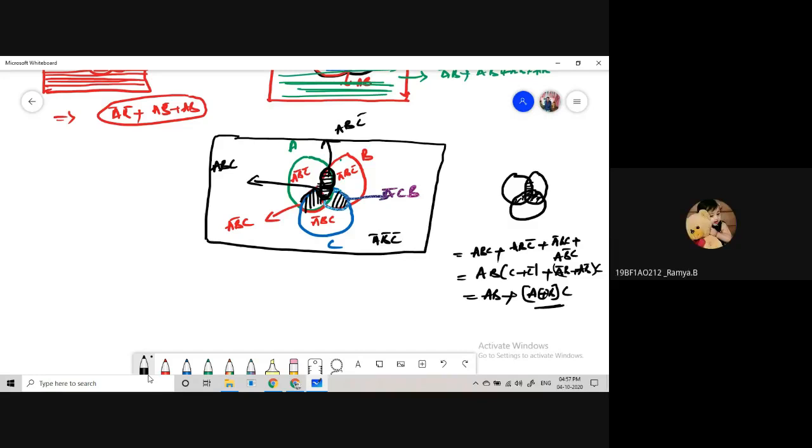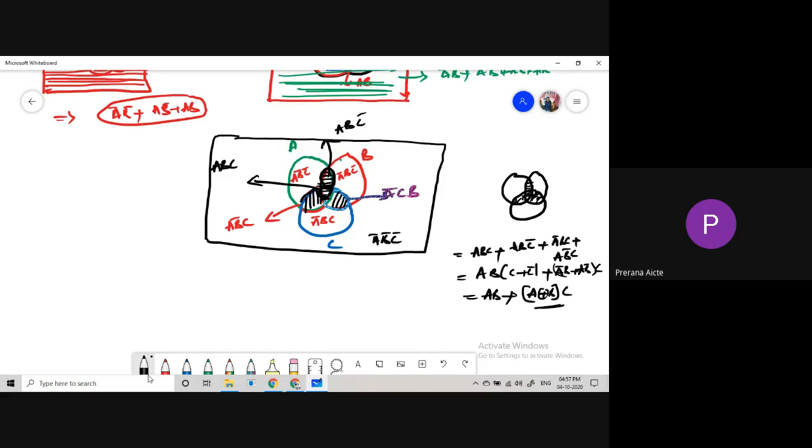So this one is the reduced expression, right? Yes, sir. By using this Venn diagram also, we get a lot of problems. So is it okay, ma? Is it clear how to get the Boolean expressions using Venn diagrams? Yes, sir. Okay, super.